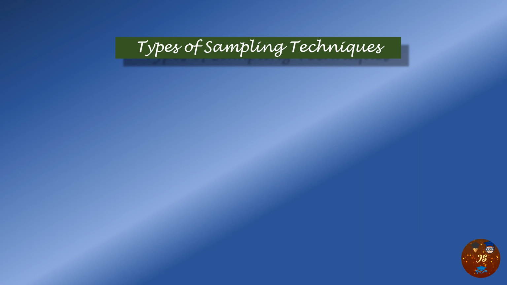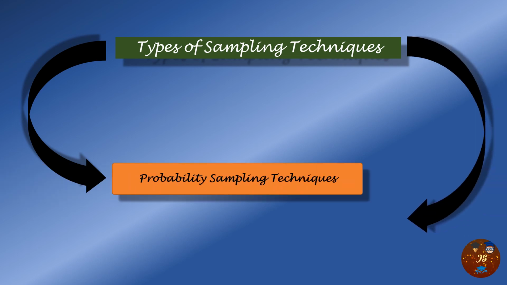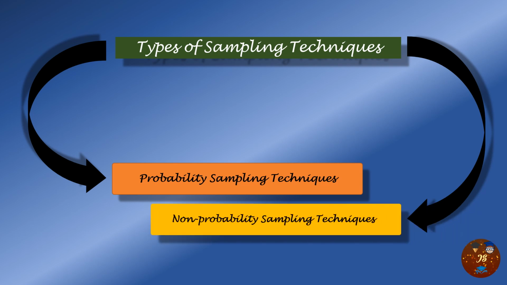So what are the different types of sampling techniques? Number 1 is probability sampling technique and the next one is non-probability sampling techniques. So we have to know about both probability and non-probability sampling techniques.